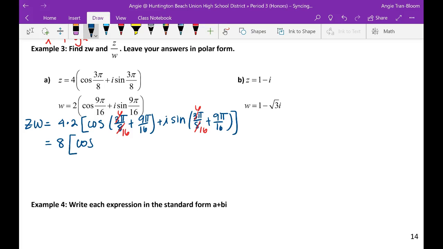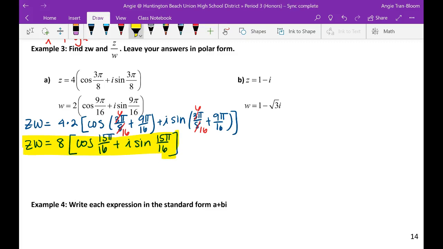So is that 15 pi over 16 pi? Okay, very good. Then plus I times sine of the same exact angle. Okay, so that is what we do when we multiply. The formula seemed really scary when we were reading it in class, but when you are really working it out, it isn't that scary.